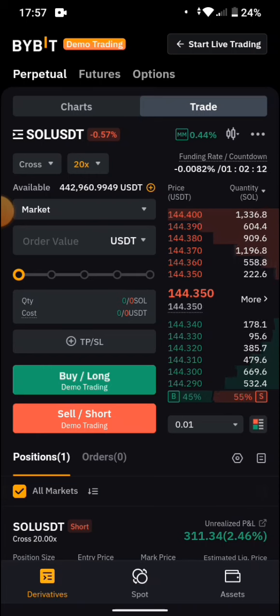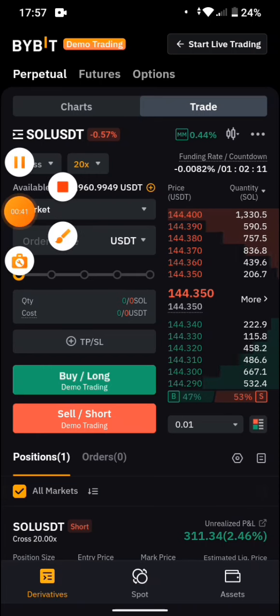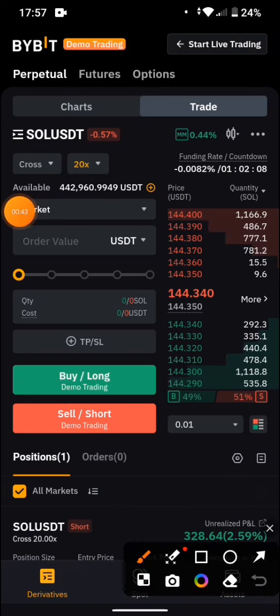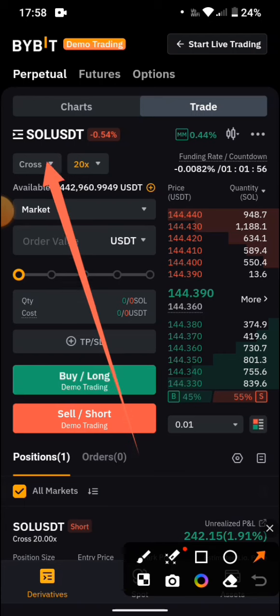All right, so what is a stop loss order? A stop loss order is basically an order you give to the exchange, saying this is what is going to happen, but if it does not happen, you are ready to accept a particular amount of loss. For example, this is Solana.